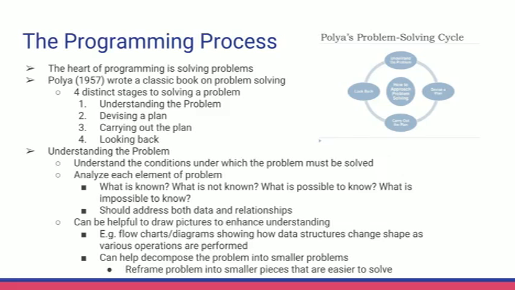In 1957, a mathematician, Polya, wrote a classic book on problem solving in which he described four distinct stages to solving a problem. You need to understand the problem, devise a plan, carry out the plan, and then look back. When understanding the problem, you want to understand the conditions under which the problem must be solved. So you want to analyze each element of the problem and ask these questions: what is known, what is not known, what is possible to know, and what is impossible to know. And you should try to address both data and relationships.